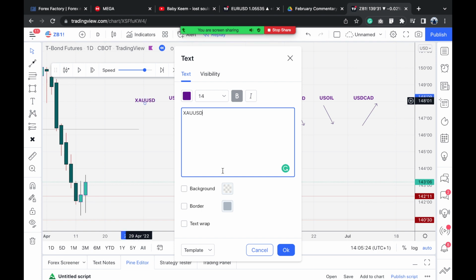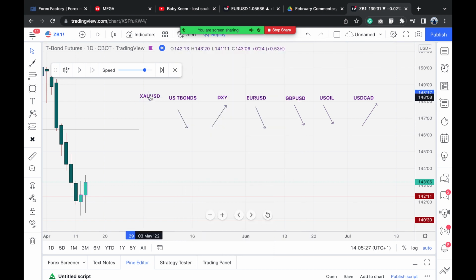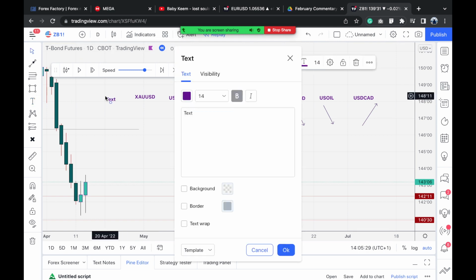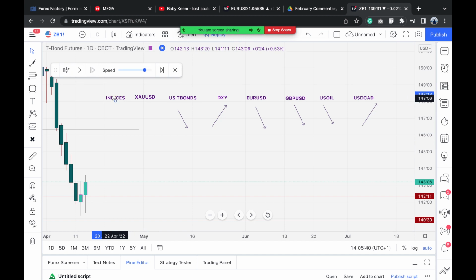Gold. Okay. Indices. Let's talk about the indices also. S&P, Dow, Nasdaq. They're all indices. Showing you guys the correlation between everything. If we are seeing bearish indices, we need to see bearish gold, bearish bond prices, bullish dollar, bearish euro dollar, bearish British pound, bearish oil, bullish USD CAD.